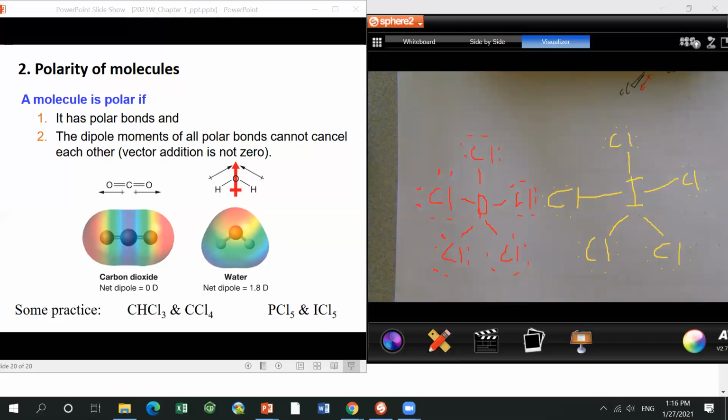All right. No one has given me a totally right answer so far. Someone gave a kind of right one, that it should be polar. So far, the yellow one is wrong, the ICl5.